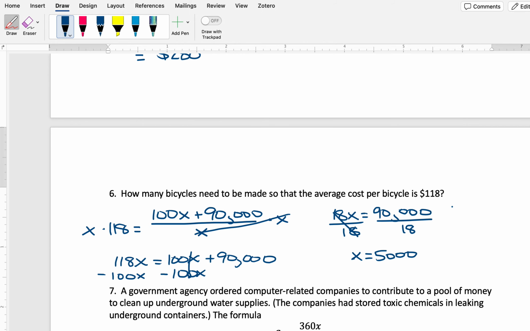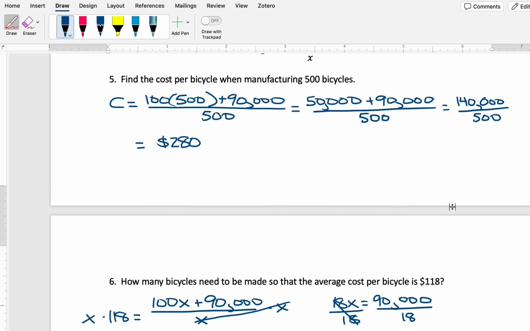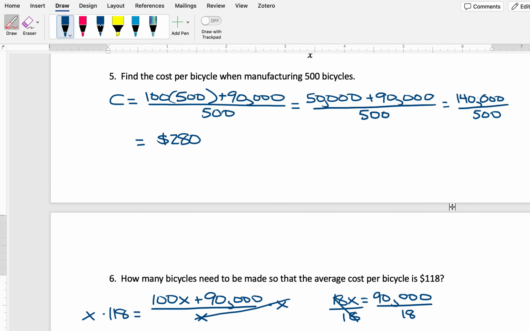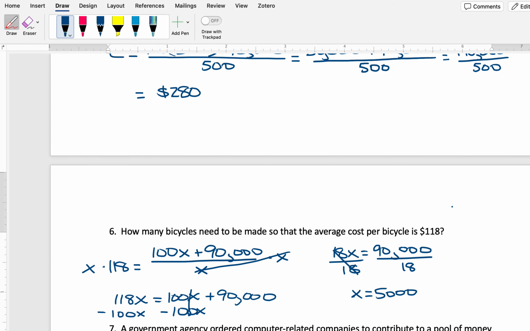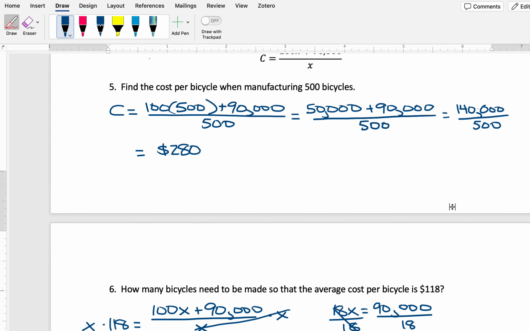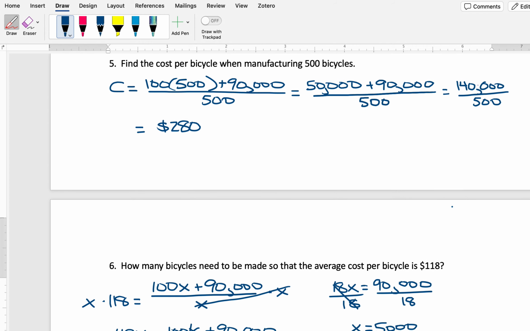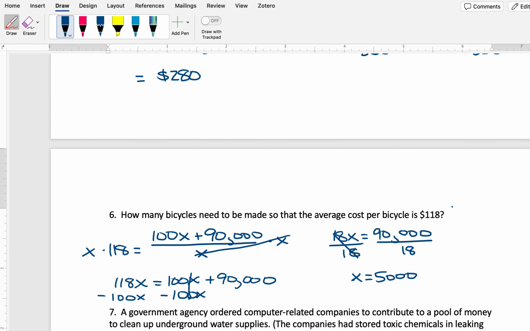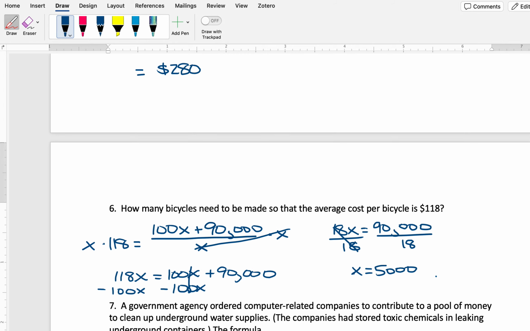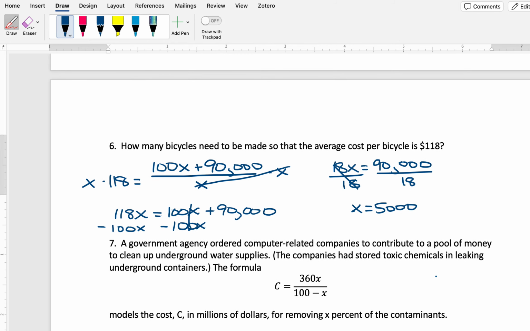So the idea here is that the more bicycles that you make, if I go from 500 bicycles to 5,000 bicycles, my average cost per bicycle is going to be less. Now you have to sell all those bicycles, which is a whole other problem for the business, but I'm spreading my fixed costs over more bicycles. That means that the average cost per bicycle is lower.